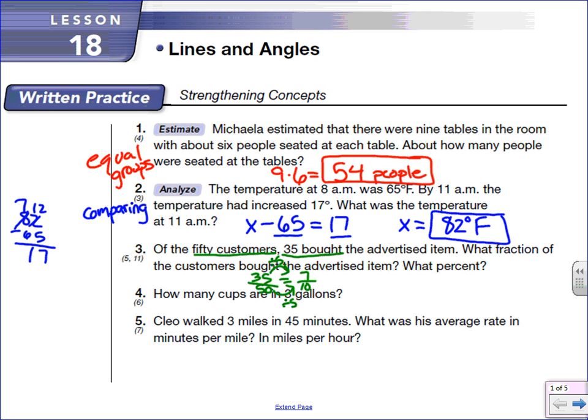So 7/10. If I write that as a decimal, it equals 0.7, and then that as a percent, I would move the decimal point 1, 2 places to the right, add my 0 if there's nothing above the bump, so it would be 70%, or 7/10.